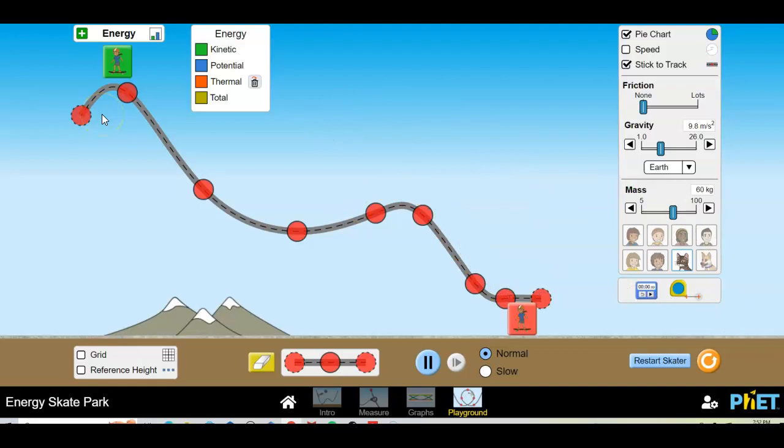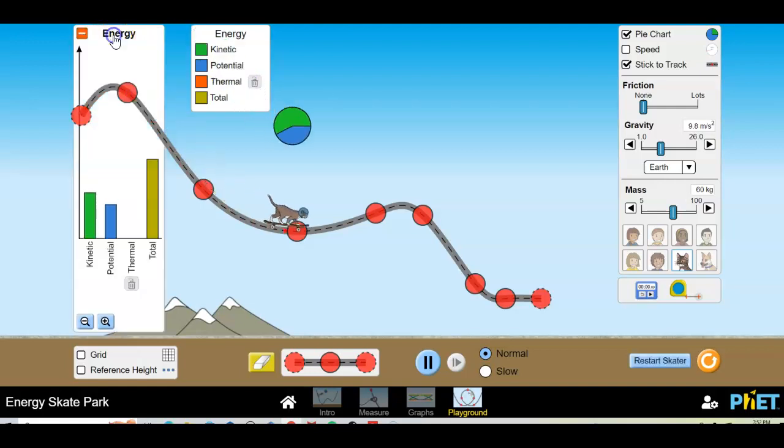You can see the pie chart as the cat goes down the ramp. It's really important that students see how the energy is converted from one form to another. So I like the fact that this pie chart kind of shows that change. You can also change it to a bar graph, and it shows how much thermal energy was created. I always have students rub their hands together to really understand how rubbing against something can cause heat.